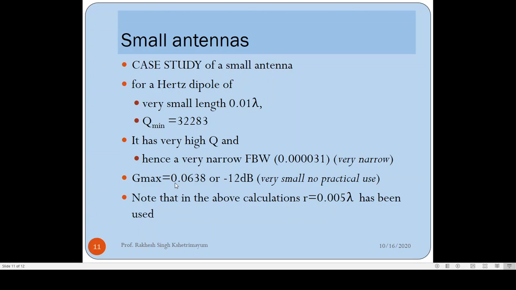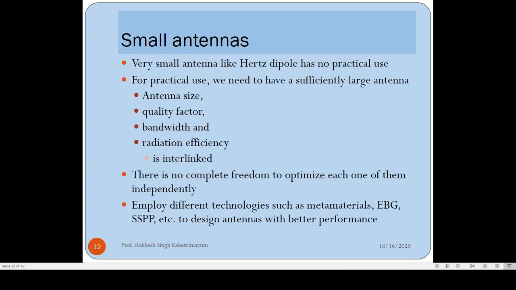So this kind of antenna, even if it is very small, you won't be able to use it for any practical use. So what you observe is that for small antennas, there is a trade-off. When the size is very small, quality factor becomes very high, bandwidth becomes very narrow, and you also see, from the relation we first considered, that the quality factor is also directly proportional to radiation efficiency. So all these parameters are interlinked.